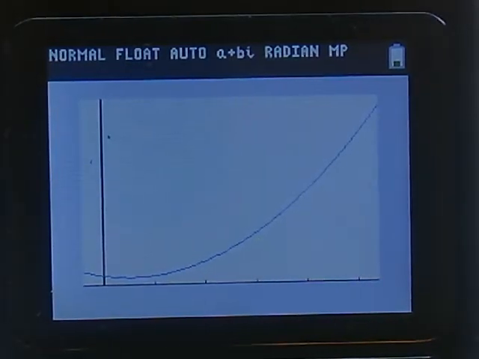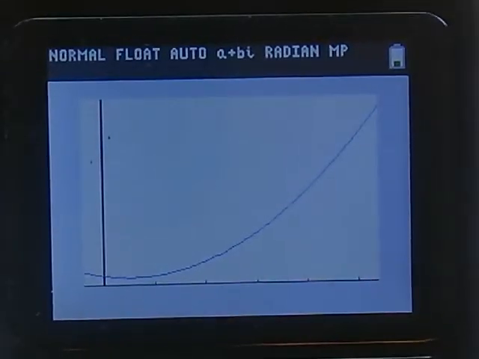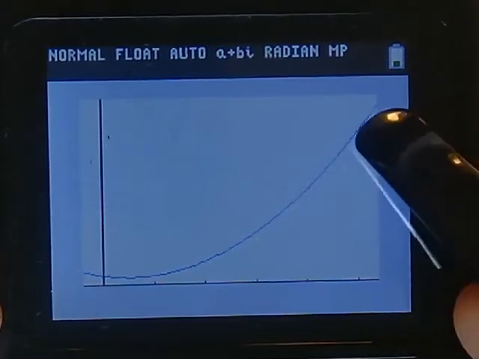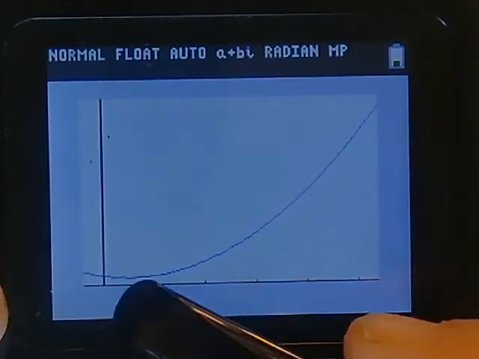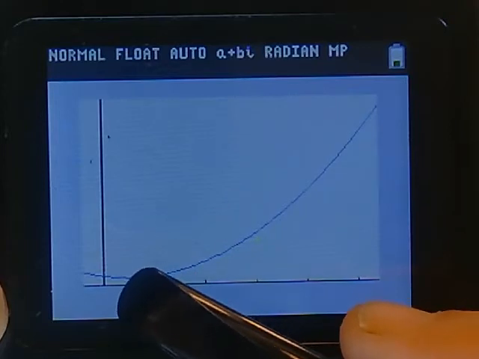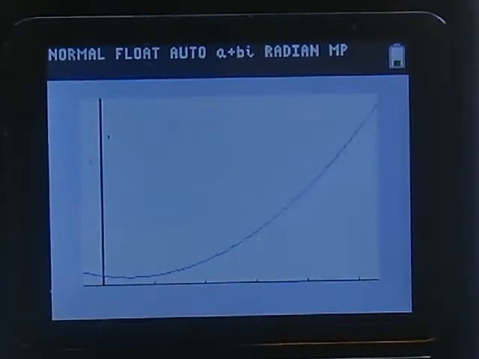I can find that vertex using negative b over 2a, but I also want to find the top of this. So what I would do is stick 25 in here for x, and use the negative b over 2a to find the vertex down here. So we're going to do that.